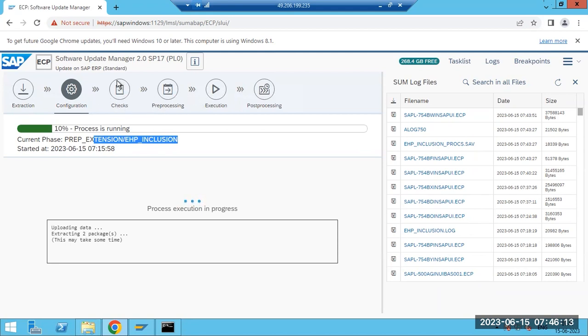So the first 3 phases are nothing much: extraction, configuration of the parameters, and checks. It will check consistency, parameters, space, DB level free space, memory, everything. The actual work happens in the pre-processing and execution phases. What exactly happens in these 2 steps I will explain tomorrow, because we are still in the configuration phase. So let it continue, and you can monitor the system.